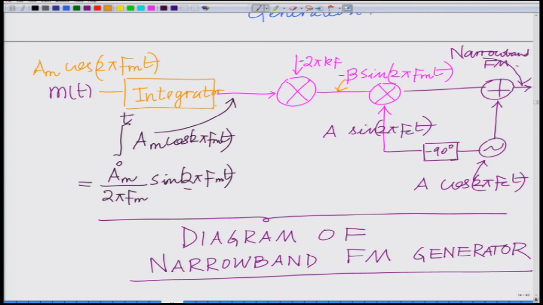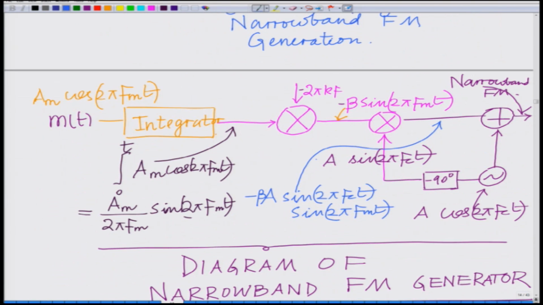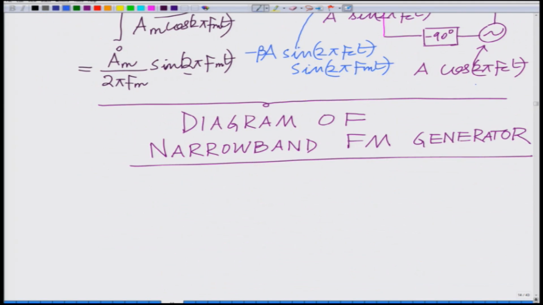This is modulated with Ac sine 2 pi fc t. So, at this point you have minus beta Ac sine 2 pi fm t sine 2 pi fc t. To that you add Ac cosine 2 pi fc t, and that gives you your narrowband FM signal. So, this is a simple schematic diagram for the narrowband FM generator.